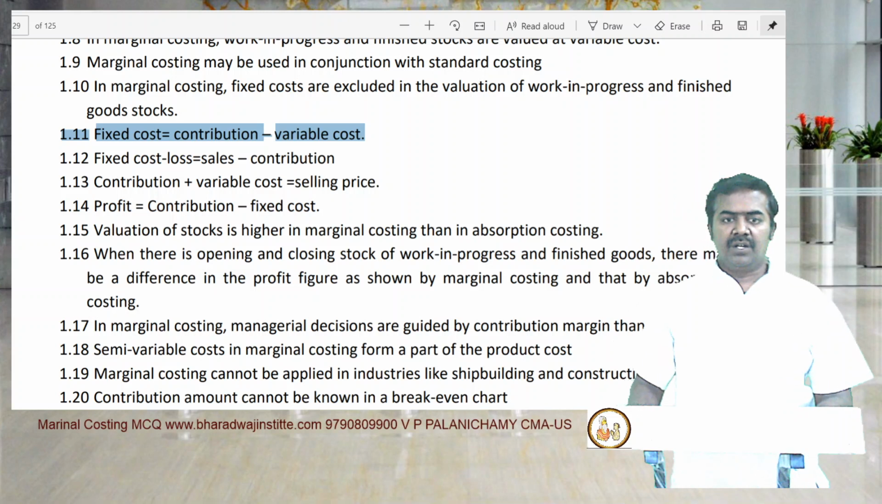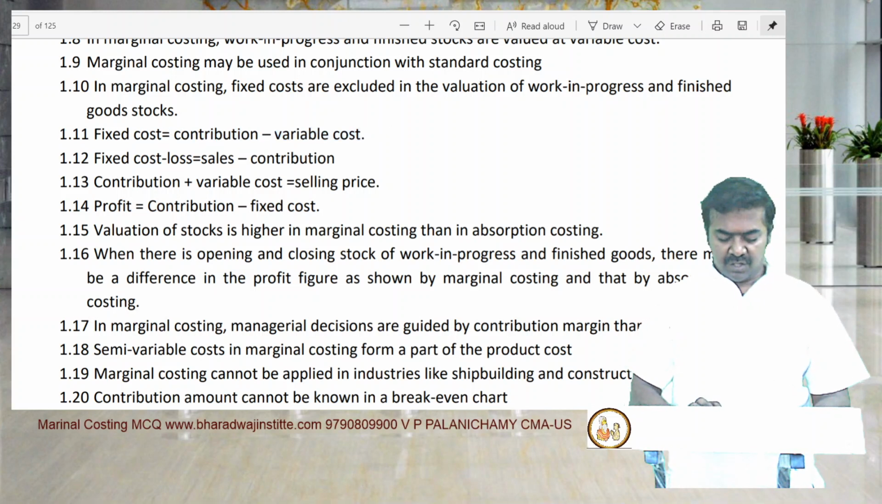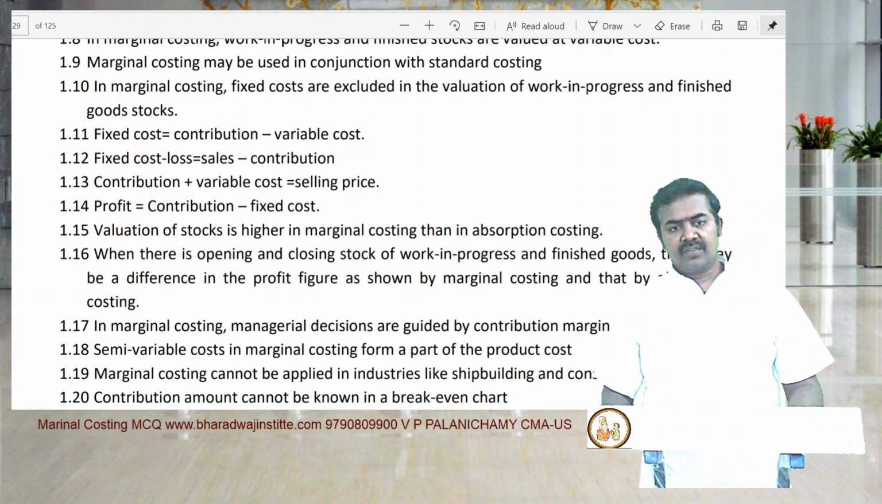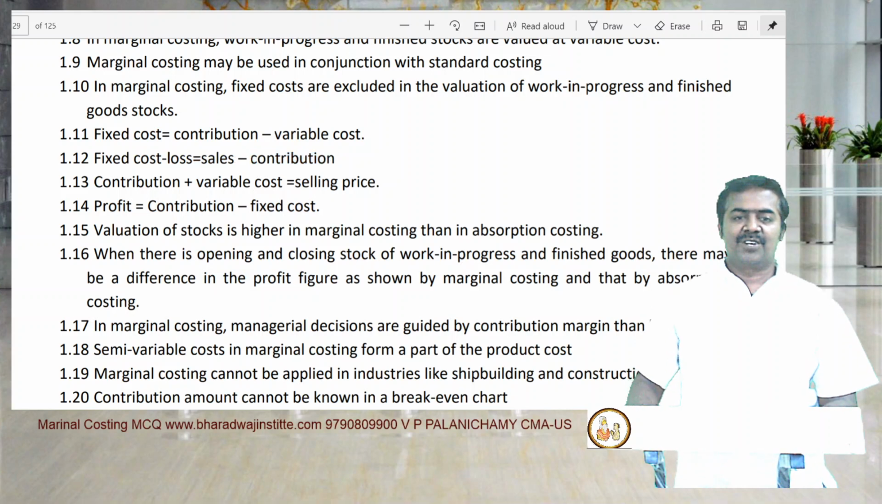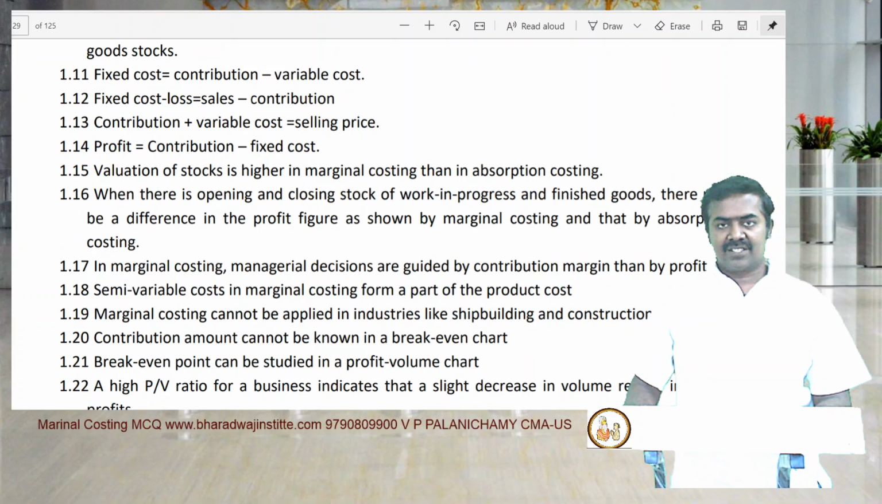Fixed cost is equal to contribution minus variable cost. No. Contribution minus variable cost, there is no such formula. Fixed cost is nothing but contribution minus profit. False. Fixed cost minus loss is equal to sales minus contribution. Yes. Sales minus contribution will give us variable cost. Sales minus contribution will give us variable cost. But it is given as fixed cost minus loss as sales minus contribution.